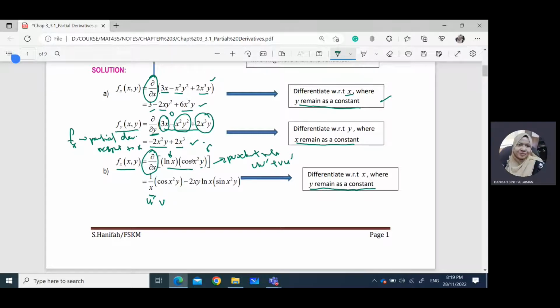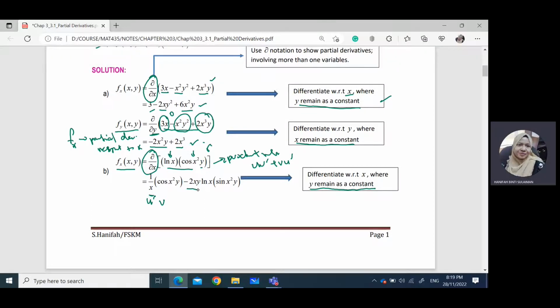Then the second step, we differentiate with respect to x on cosine of x squared y. Here we have negative 2xy sine of x squared y, and then multiply with u. So this one is v prime u. So we have 2xy times natural log of x times sine of x squared y. So this is the answer for the partial derivative with respect to x on the given function, which is natural log of x times cosine of x squared y.